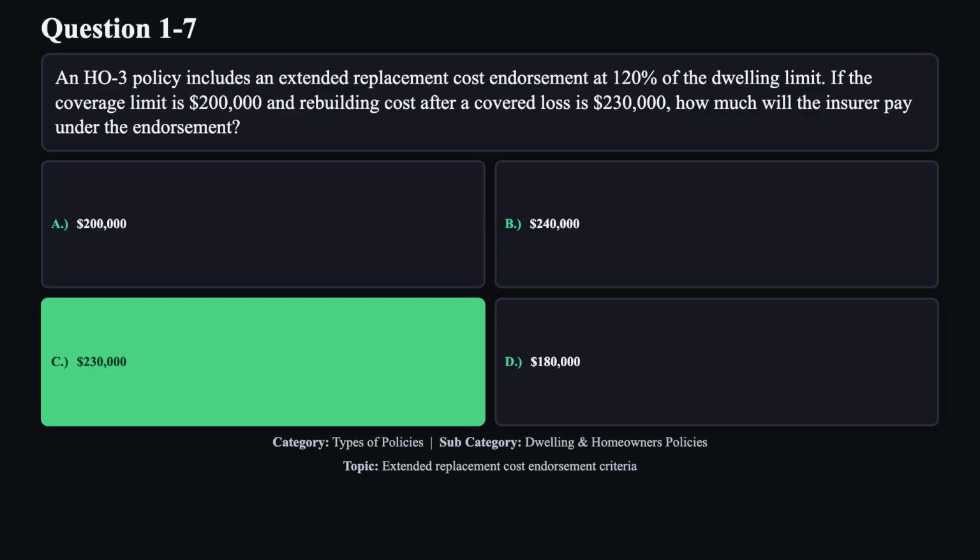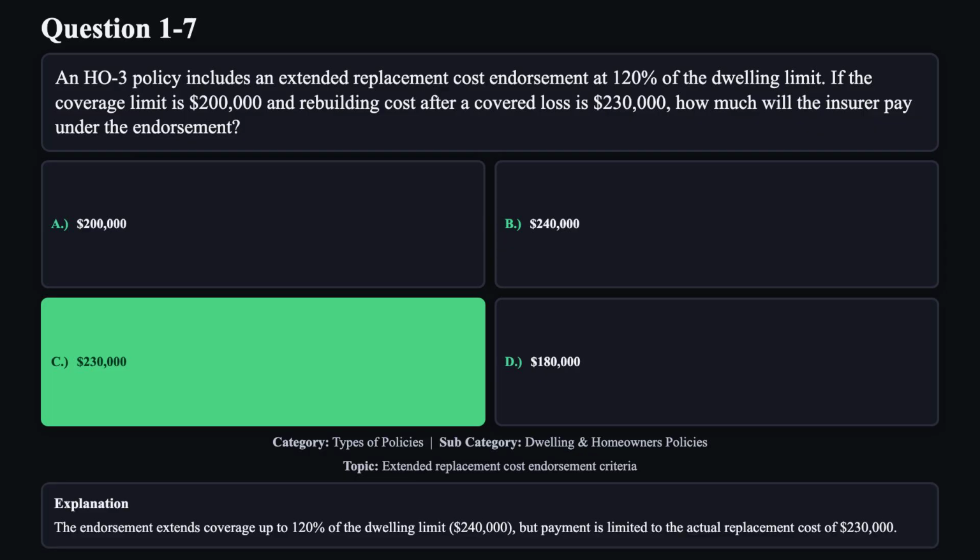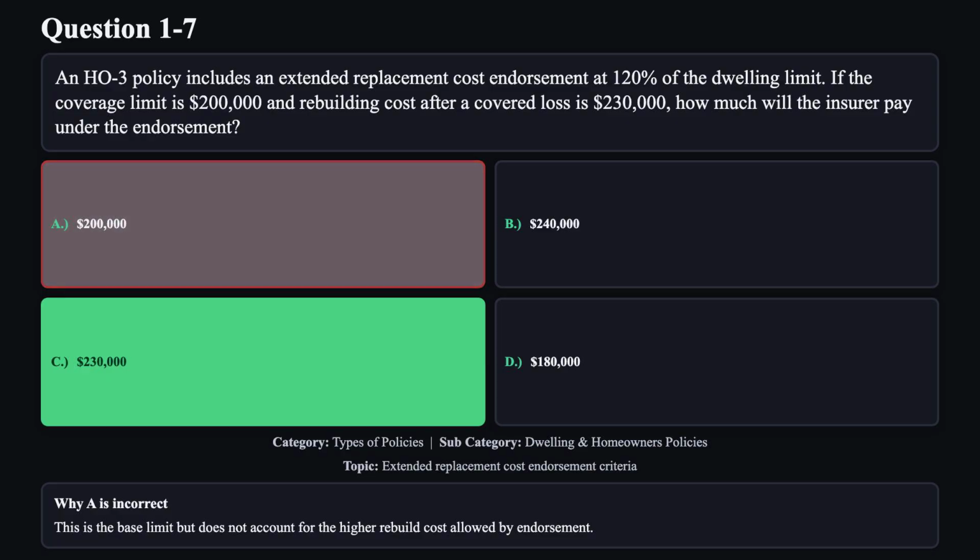The correct answer is C. The endorsement extends coverage up to 120% of the dwelling limit, $240,000, but payment is limited to the actual replacement cost of $230,000. Reason A is not correct. This is the base limit but does not account for the higher rebuild cost allowed by the endorsement.